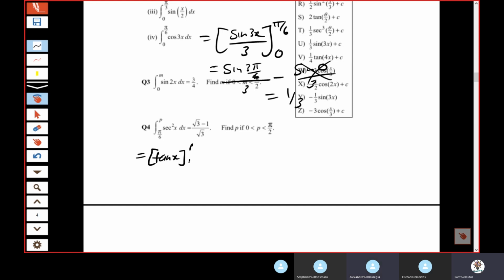P and then pi on 6. Yeah, easy stuff. Equals root 3 minus 1 on root 3. Finding p. Let's do it. What do you do next then, Alex?